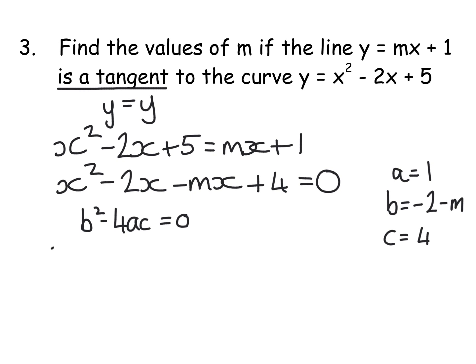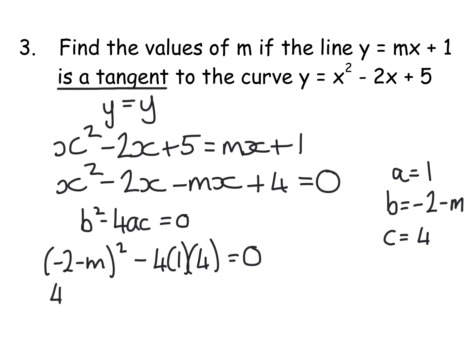So when I do the b squared bit, I have negative 2, negative m all squared. Take away 4 times 1 times 4. And that equals 0. Now when you square out this bracket, there's going to be double negatives everywhere, so everything's going to become positive. So we'll have minus 2 times minus 2, which is 4. We'll have a plus 2m plus another 2m, so I'll have plus 4m. And then I'll have a plus m squared. If you're struggling to do that, feel free to go to the side and try it out, multiply it all out. But this is what we get. And then we have take away 16 equals 0.